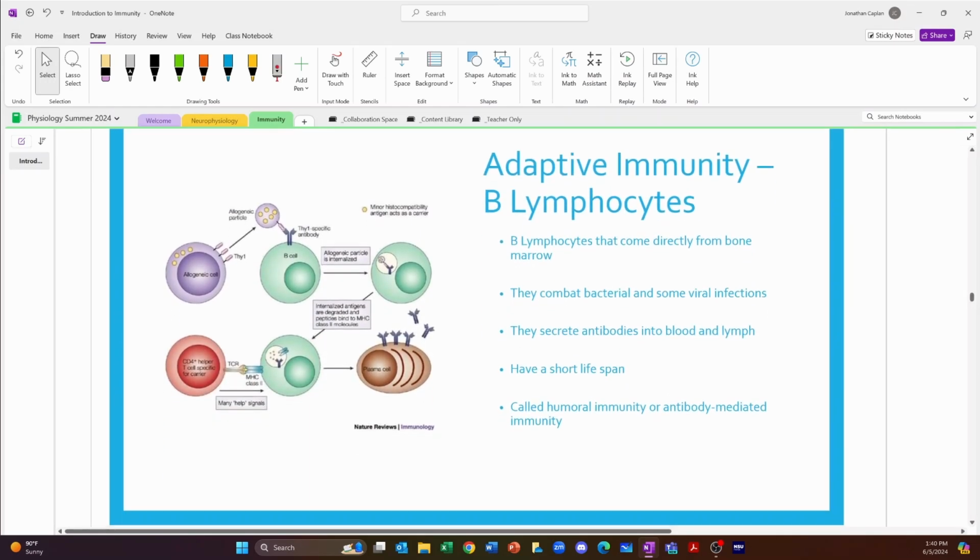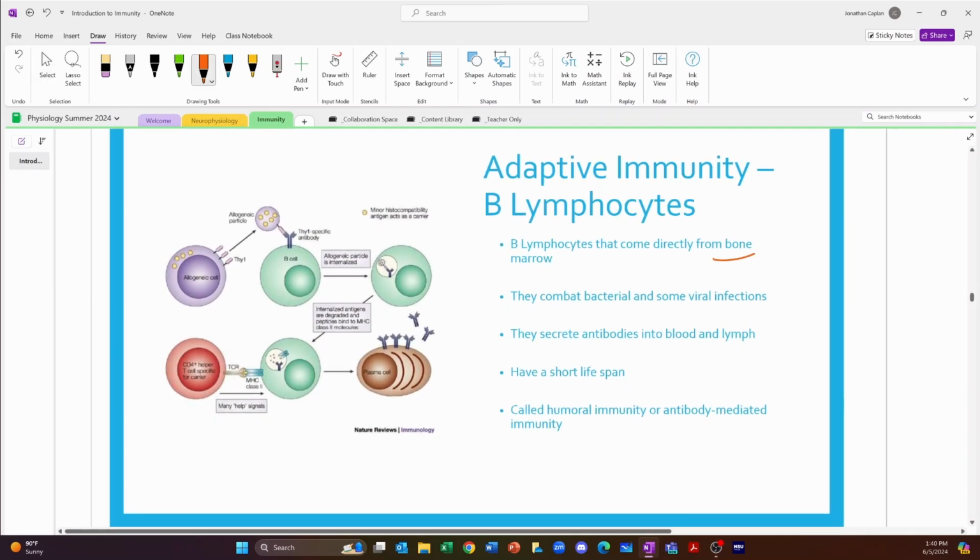So B lymphocytes come right from that bone marrow we talked about. Bacterial, some viral, but mainly bacterial infections for those B lymphocytes. These are the ones responsible for making antibodies. Only the B lymphocytes make antibodies, and they are specific to a pathogen, so they know how to fight it off. We have different infections, and we have to fight them off differently.